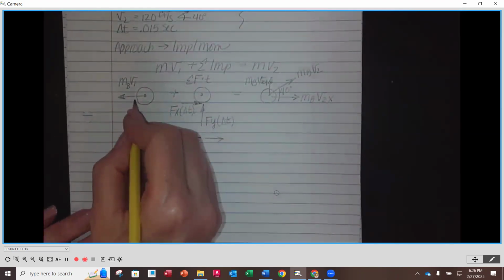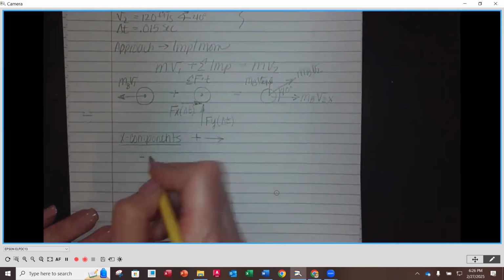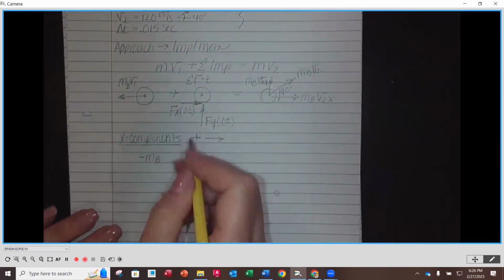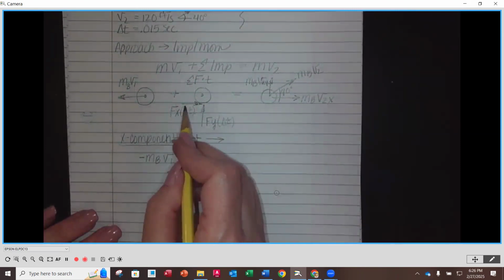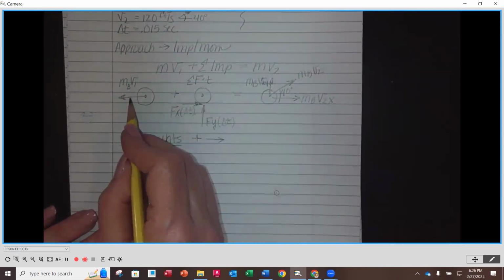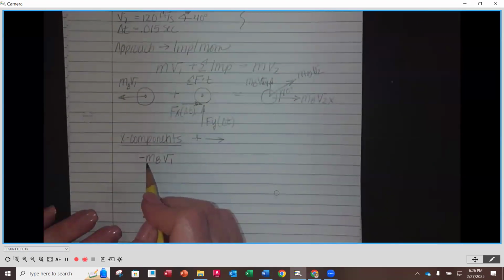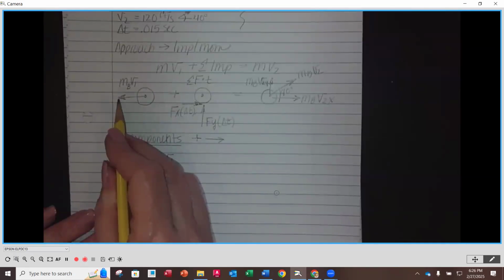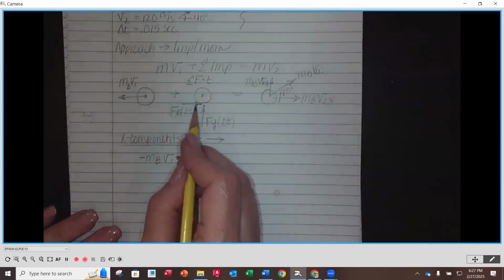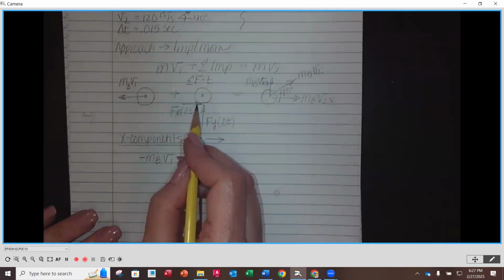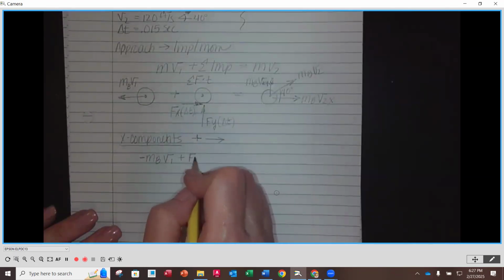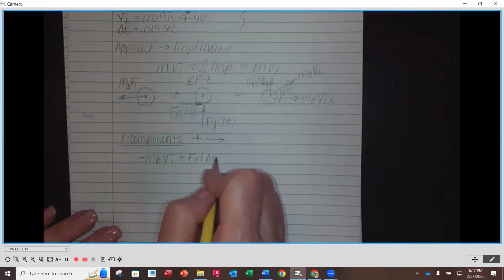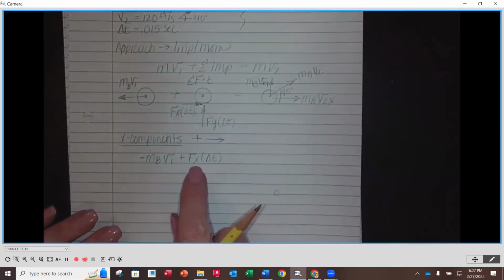So we're going to start off here. It's going to be a negative mass of the ball times velocity 1, and that's because it's going to the left. So according to our convention, it would be a negative out front, pointing to the left, vector quantity. Our Fx, in this case, when that bat hits the ball, the force on the ball is going to go to the right. We're going to have a positive Fx times its change in time. So this is the impulse.